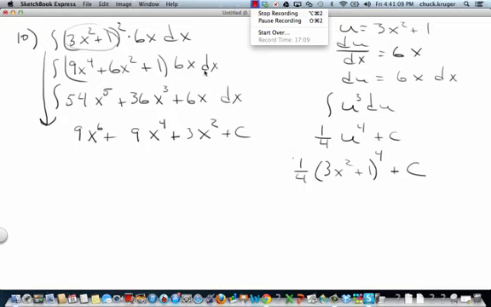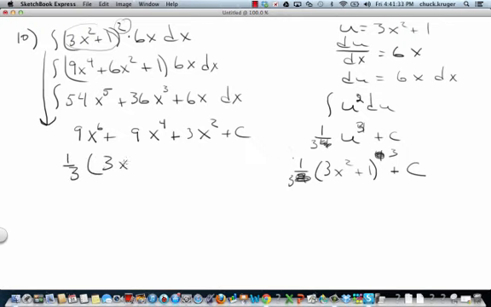Oh, you know what? I'm going to pause here. I see what I made my mistake here. This should be a squared, right? Because there's a 2 here. And this should be a 3. And this should be a 3 here. And there should be a 3 here. And this should be a 3 here. So this is the same as 1/3, sorry about that, 3x squared plus 1 cubed plus c. And if I would cube that, I would get this.